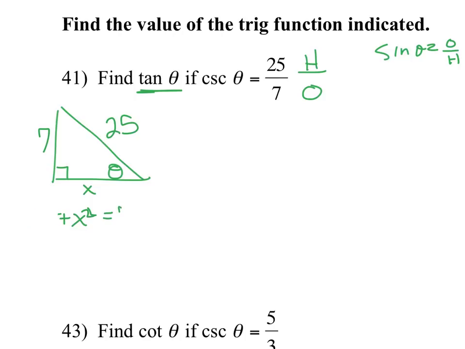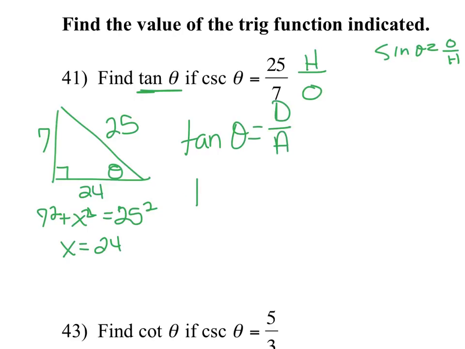Sorry, 7 squared plus x squared equals 25 squared. I'm working this all out, and x winds up equaling 24. You can do all the math. Anyway, if I want to find tangent of theta, tangent is opposite over adjacent. So remember, this is opposite, hypotenuse, adjacent. Opposite is 7, and adjacent is 24. They're not mentioning quadrants or anything, so we assume it's all in quadrant 1.